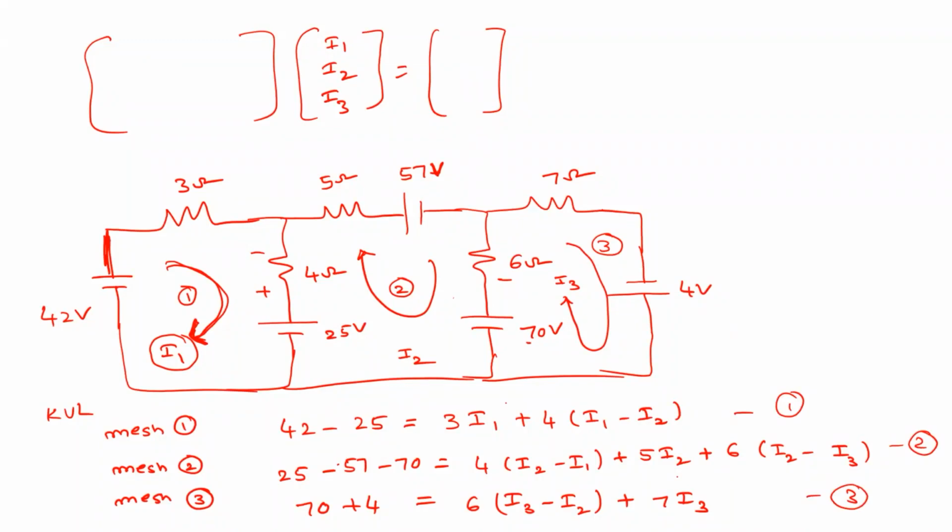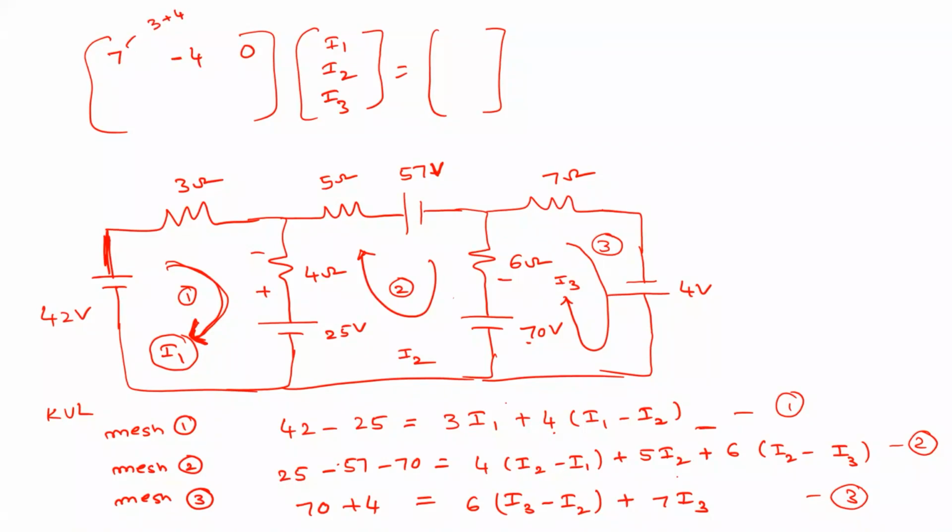What is the first element? 3 plus 4, right? Agree? So the first element is 7. The second element is minus 4. And the third element is 0, since there is no I3 term. So this is actually 3 plus 4. In the next row, the I1 term is minus 4, right? Agree?